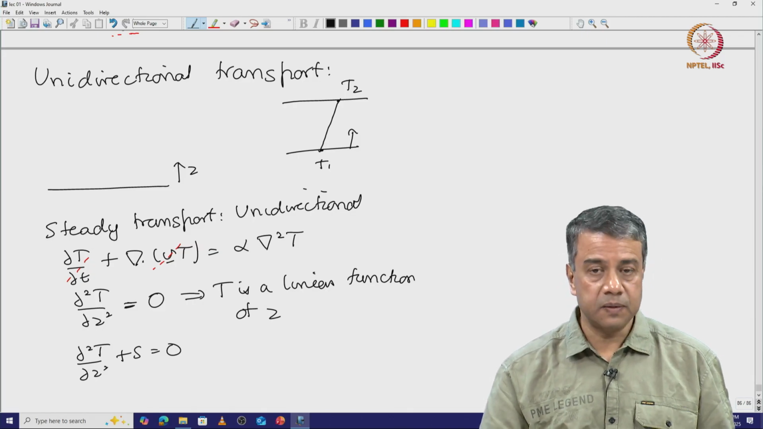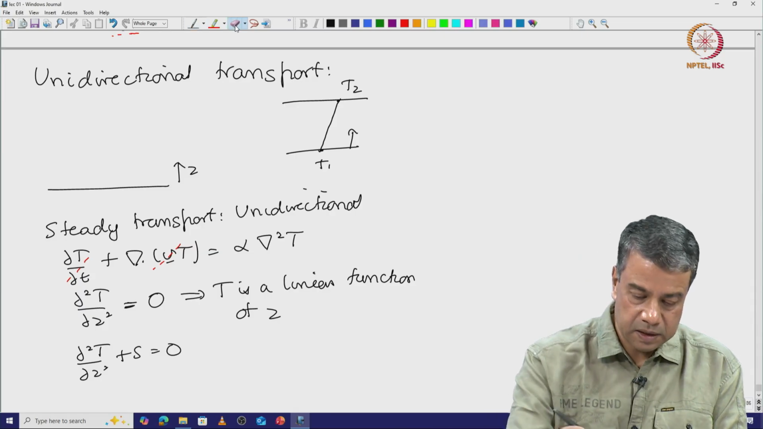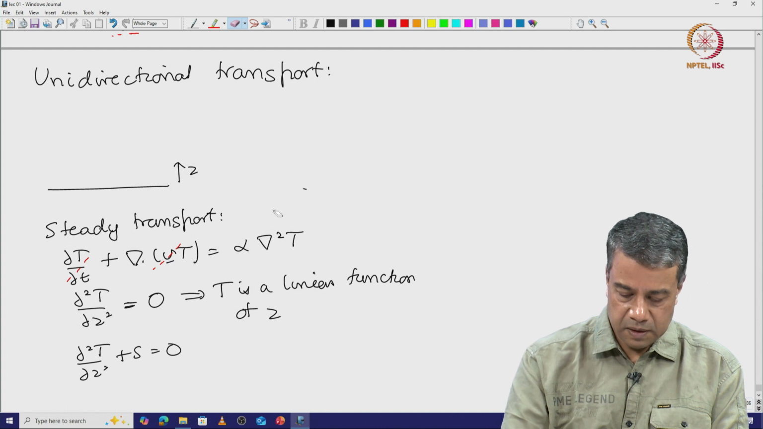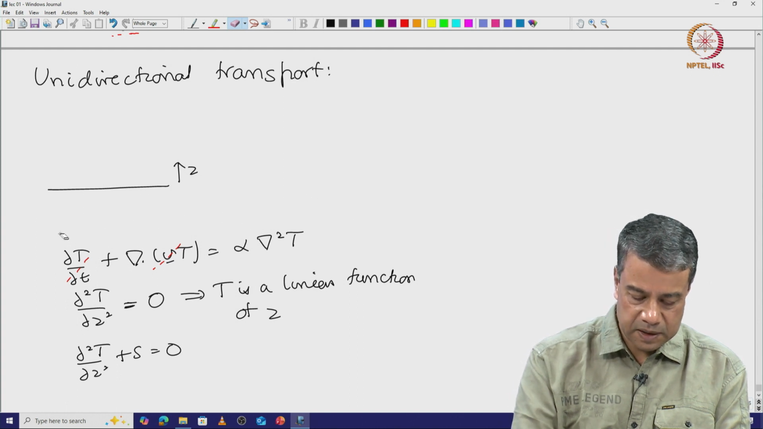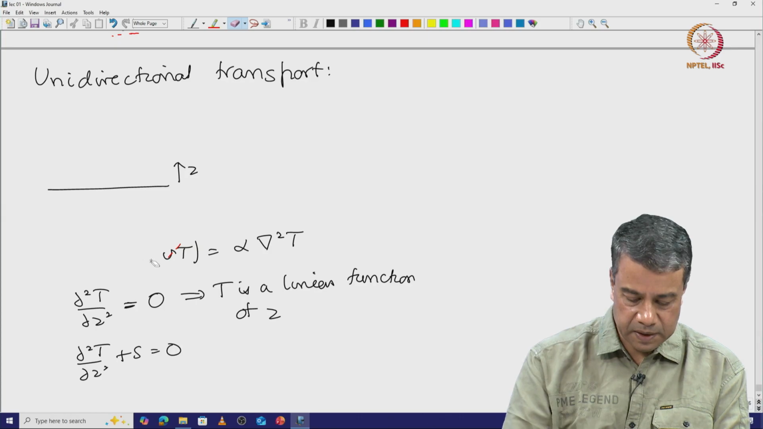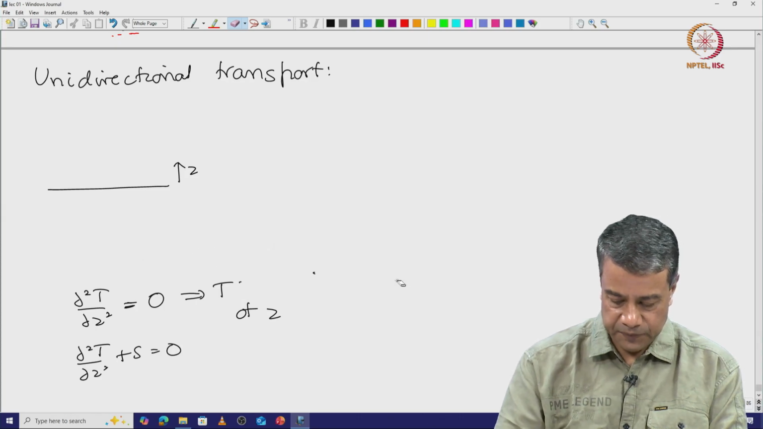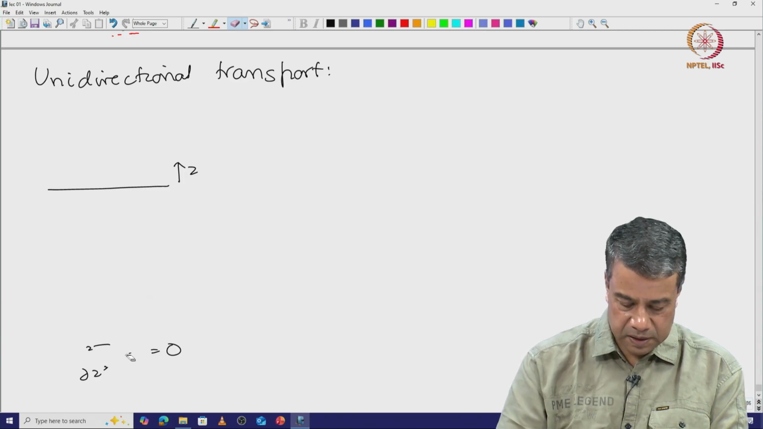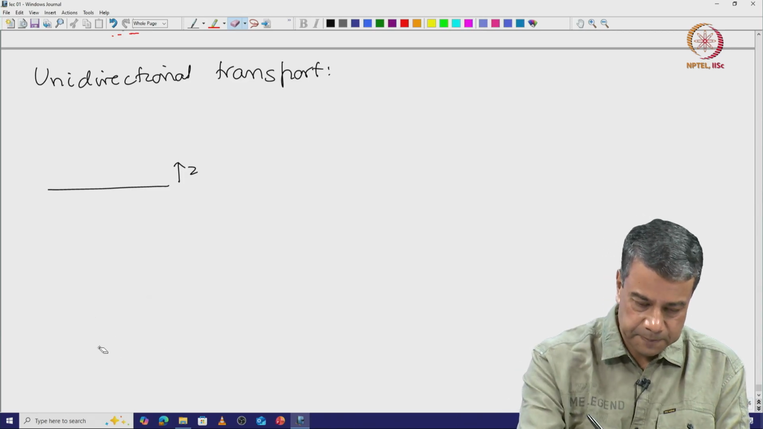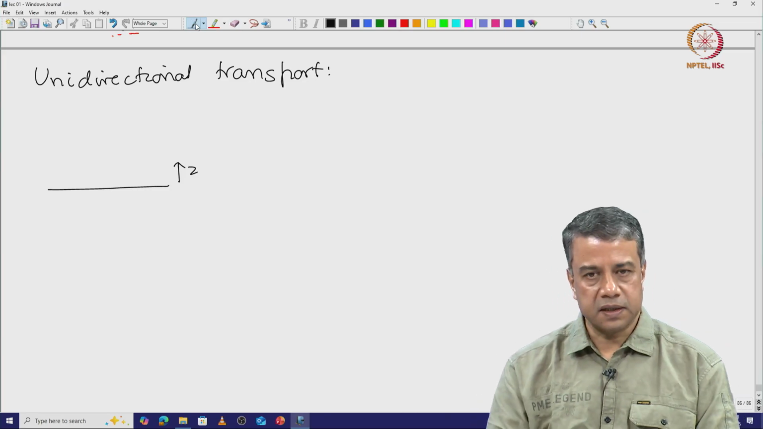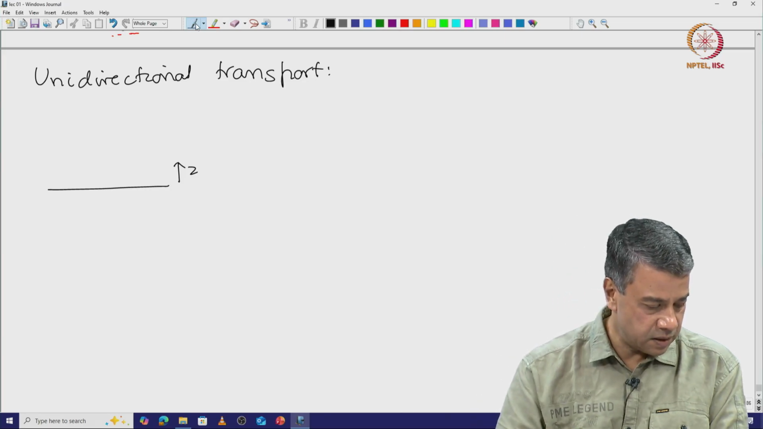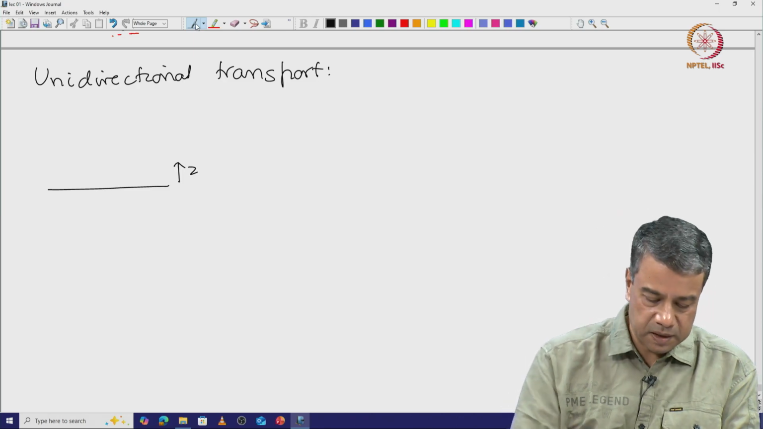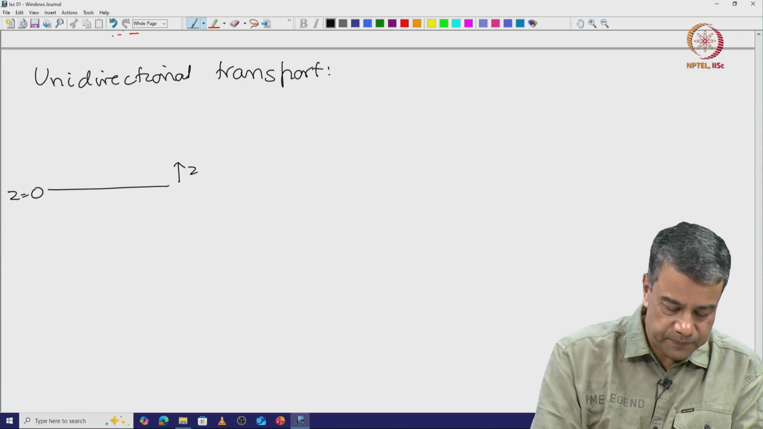Okay. Here we will start examining unsteady transport, where there is both a time dependence and there is a spatial dependence in one direction. Let us take the simplest case. We have a region z greater than 0 bounded by a surface at z is equal to 0.